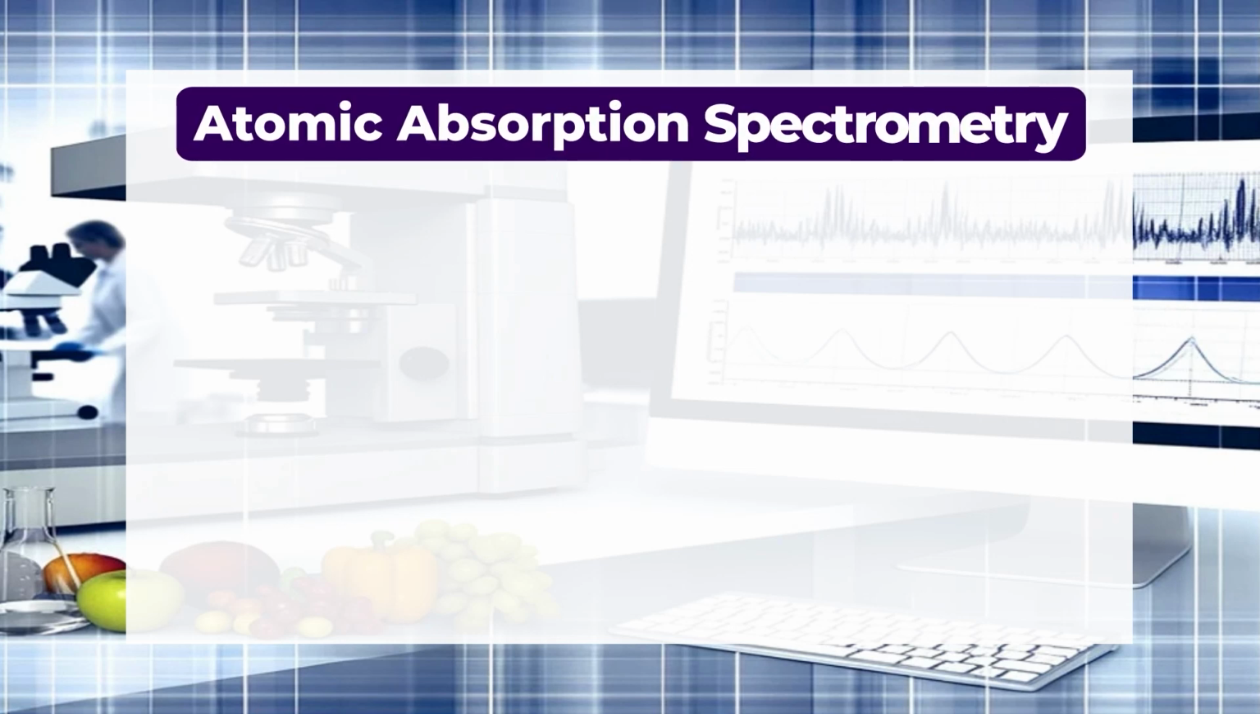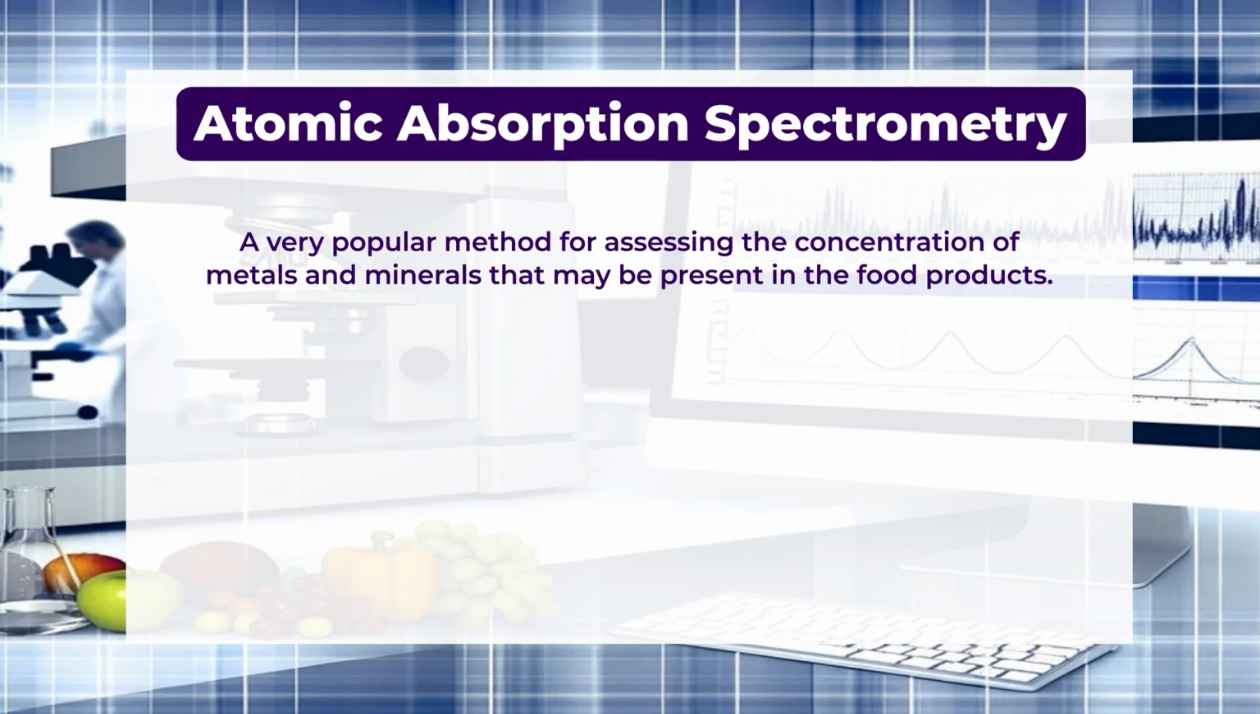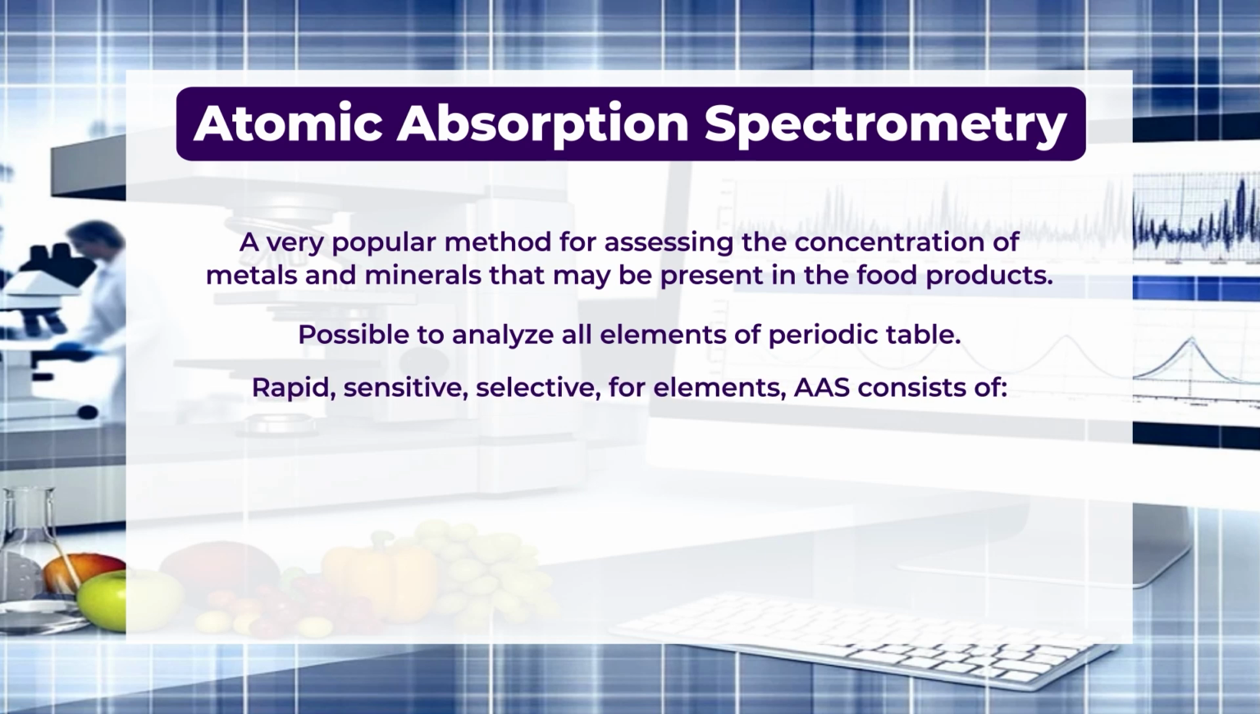Atomic absorption spectrometry is the one where you do elemental analysis. It is a very popular technique for assessing metals in minerals, all sorts of residue metals in food, and all sorts of mineral nutrients in food. We do it by atomic absorption spectrometry. It is possible to analyze all elements present in the periodic table. It is very rapid, sensitive, and selective for all elements. And what does it consist of?